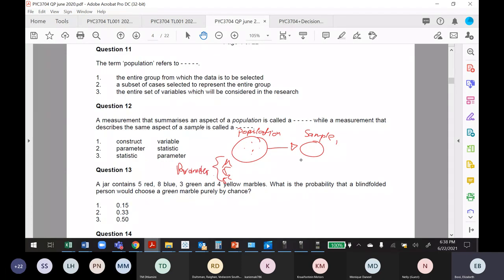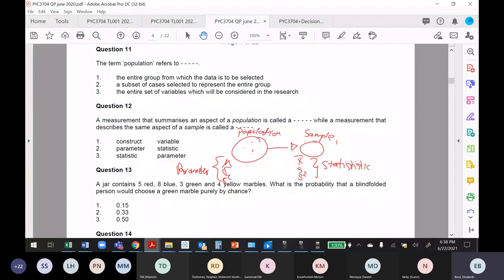There are parameters. When we calculate the mean and the standard deviation of a sample, we call these statistics, or a statistic. When there are so many, I can just call them individually, a statistic. So the measures that come from a population are called parameters. The measures that come from a sample are called statistics. You will just need to know how to define these things to answer question number 12.